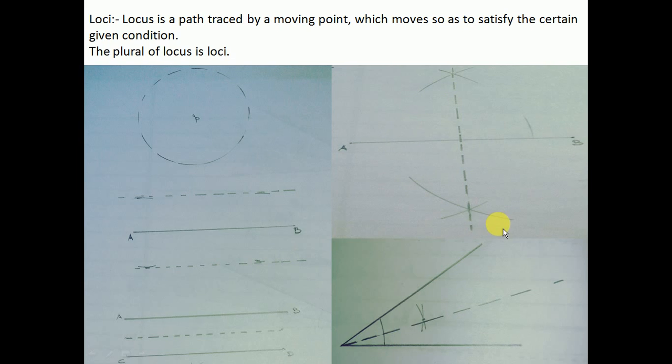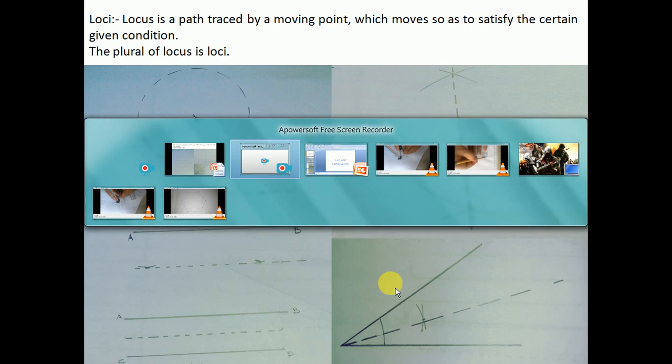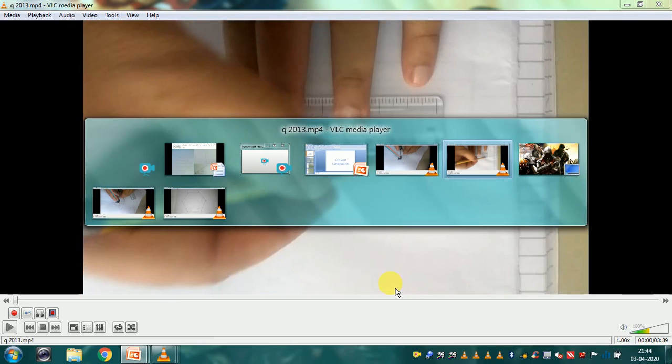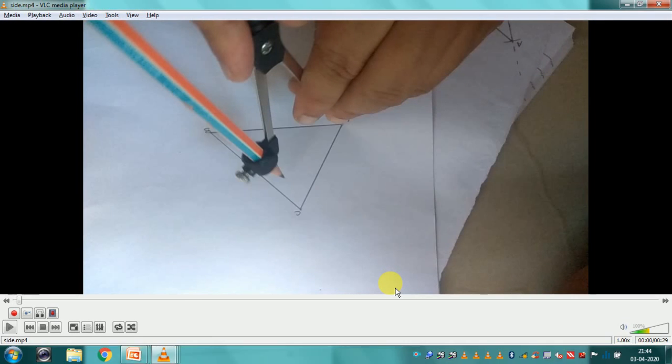Perpendicular bisector, you get. This is the basic concept, and especially these two are very, very important for our construction. Now let us see how to get an angle bisector or a line bisector, any one among them.